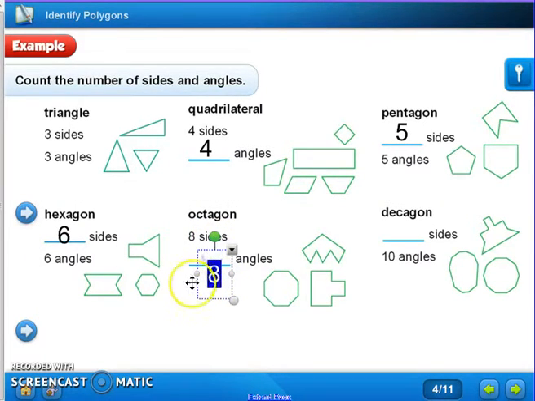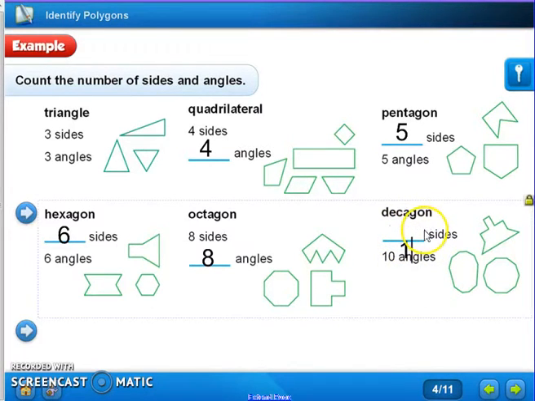You got it. It's got to have 8. Last one, this is an interesting one. It's called a decagon. Dec means 10. So if it's got 10 angles, what does that tell us about the sides? You've got it. It's got to have 10 sides to have 10 angles.